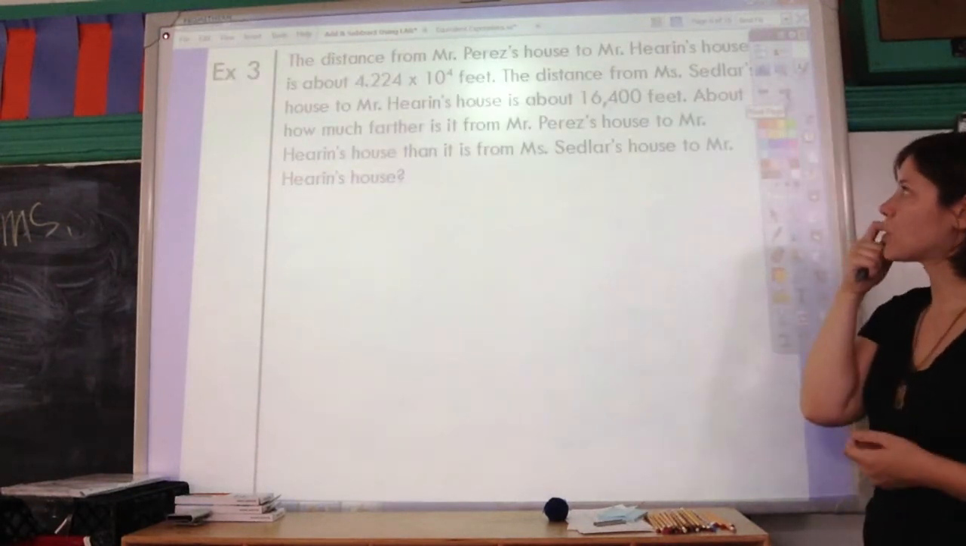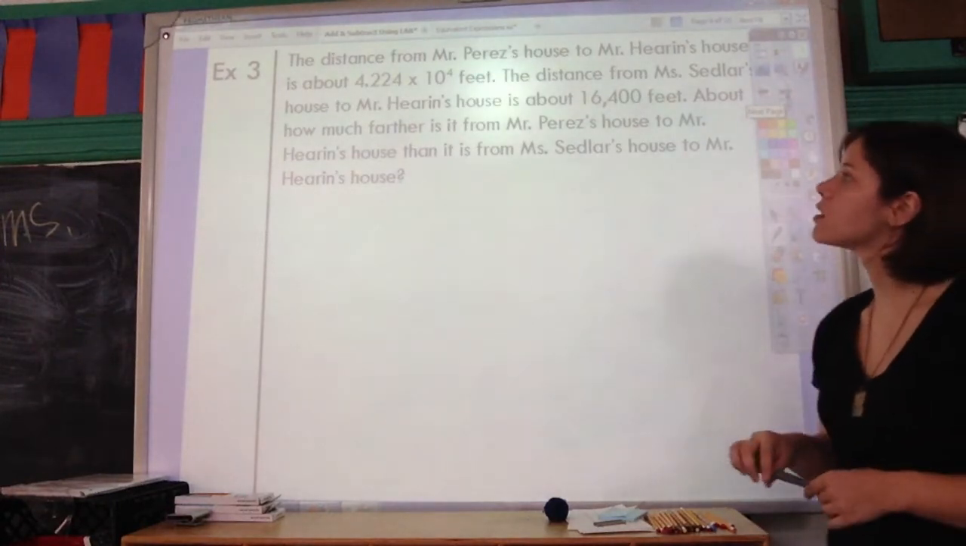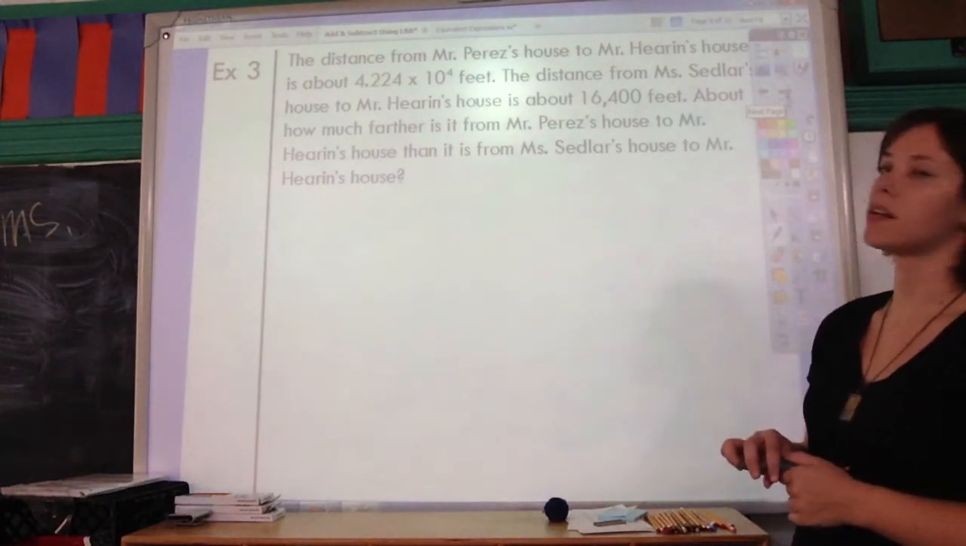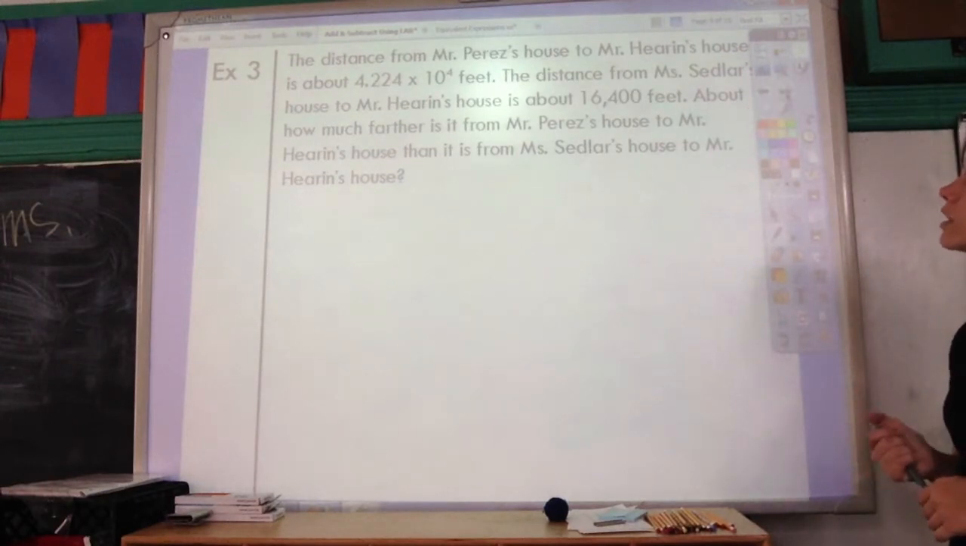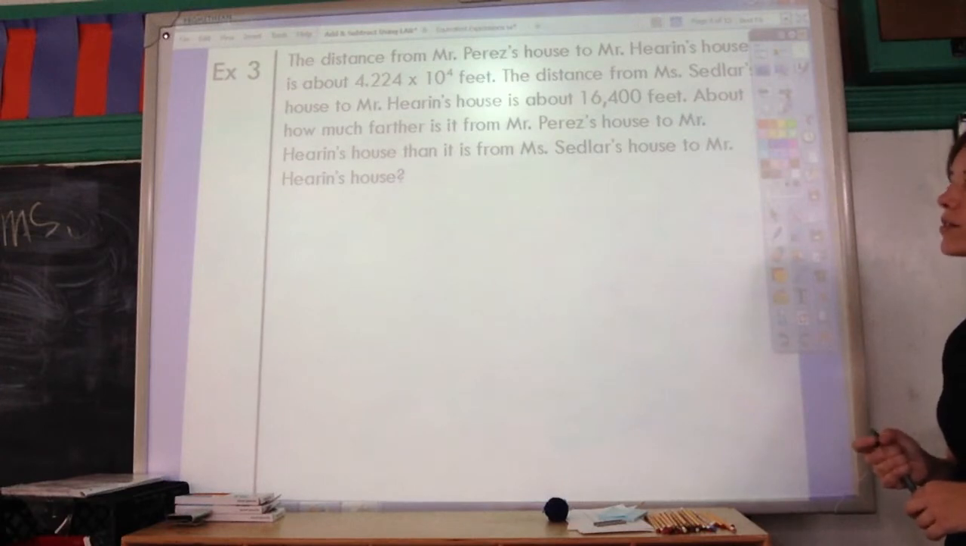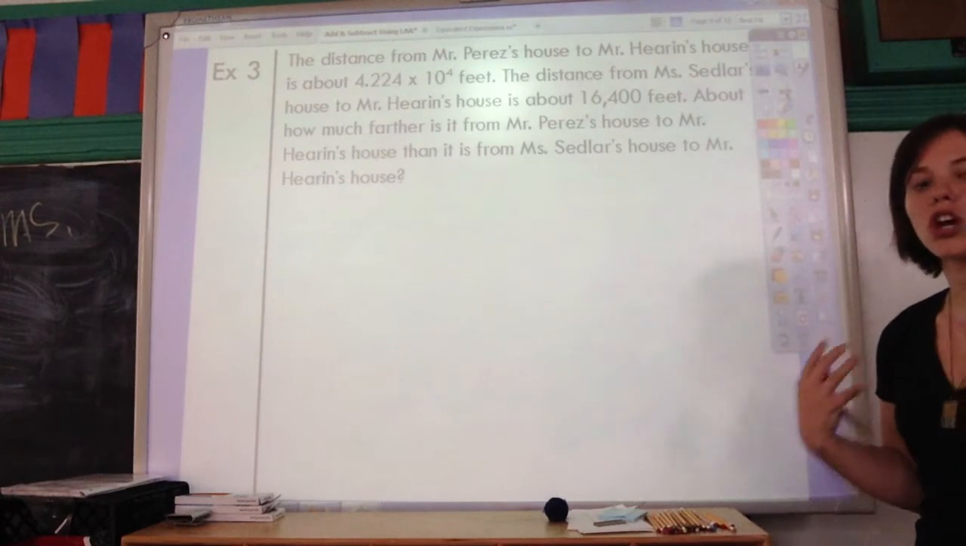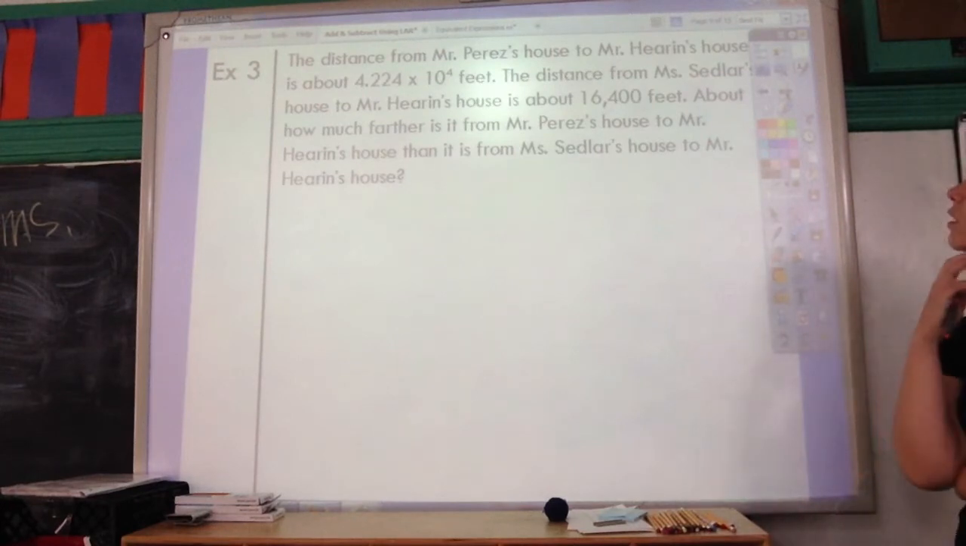The distance from Mr. Perez's house to Mr. Heron's house is about 4.224 times 10 to the 4th feet. The distance from Miss Sedler's house to Mr. Heron's house is about 16,400 feet. About how much farther is it from Mr. Perez's house to Mr. Heron's house than it is from Miss Sedler's house to Mr. Heron's house? Again, that's a ton of words. Let's just focus on that last sentence.